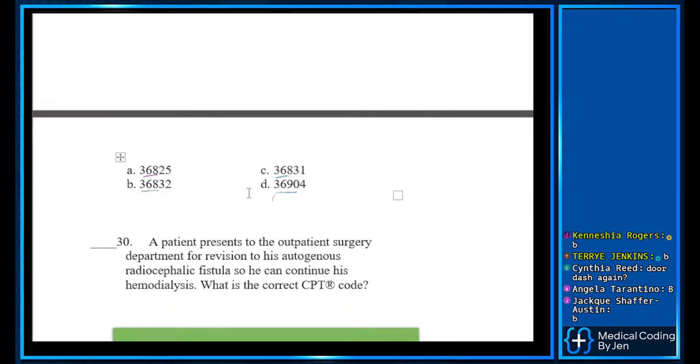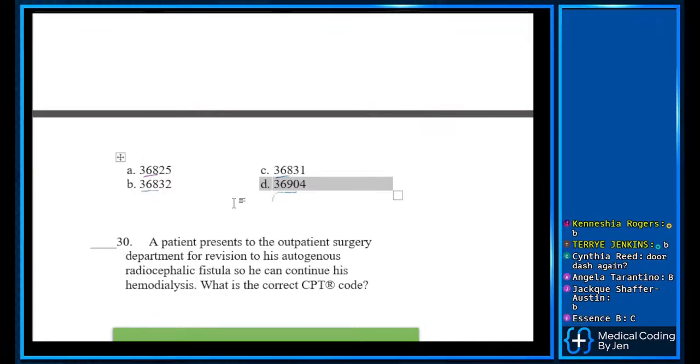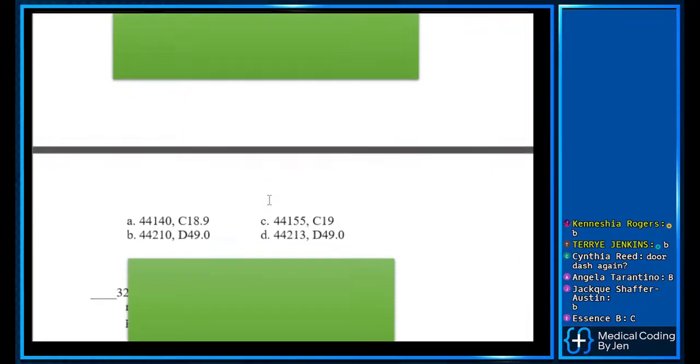B. And then our 6904 is just a percutaneous removal of a blood clot machine-wise, but all we did was revise one, so that's got to be our B32. Just look for that revision. That one was easy.